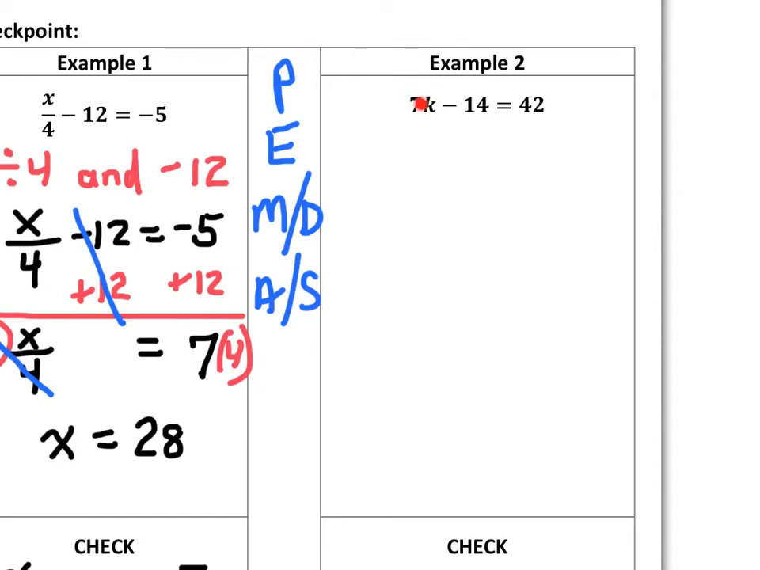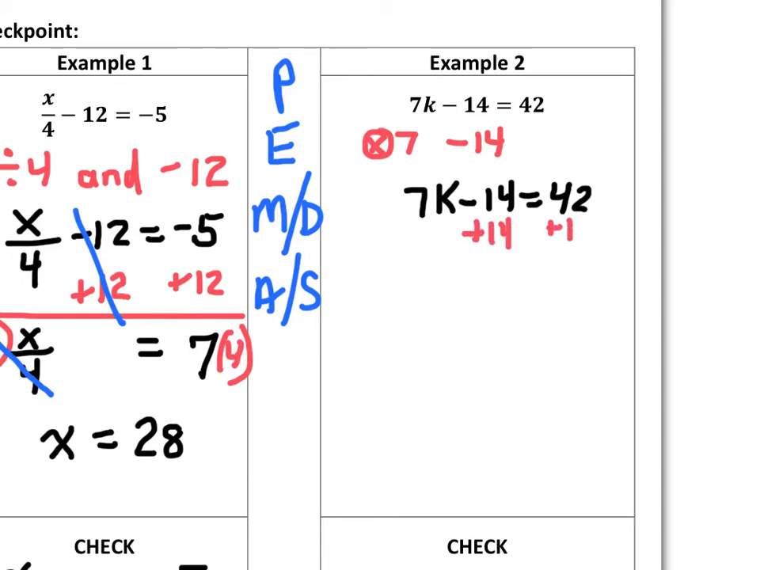Go to the unknown, go directly to the unknown. What's around it? We have multiplication of 7, and we have a subtraction of 14. These are the two operations that we need to undo in the reverse order of the order of operations. Okay, so let's see what we have. We're going to undo that subtraction first with addition. Whatever I do on one side, I have to do on the other. So 7k comes down, combining opposites reduces to 0, and we have 56.